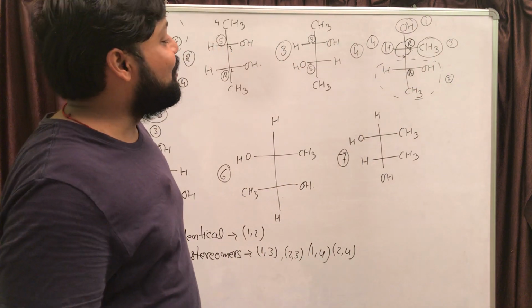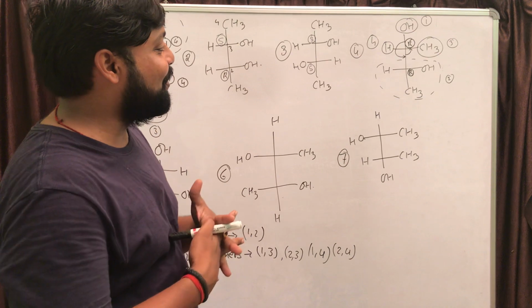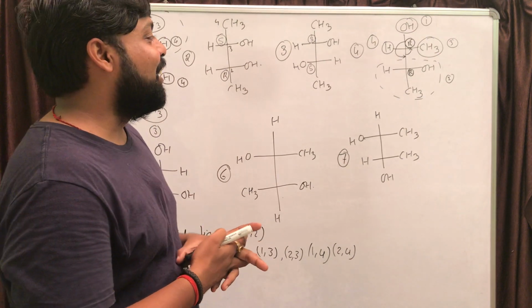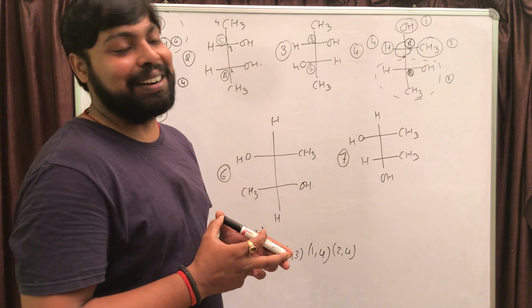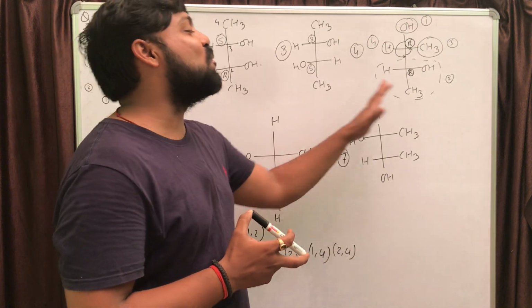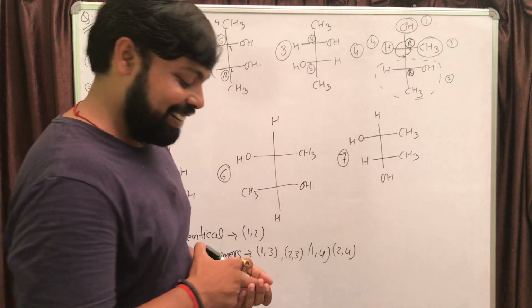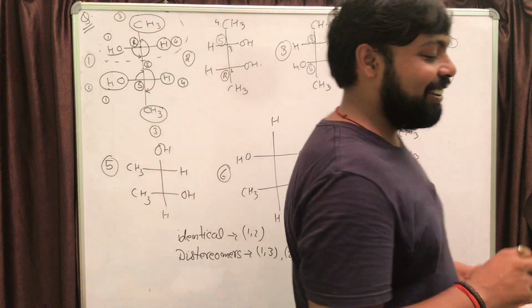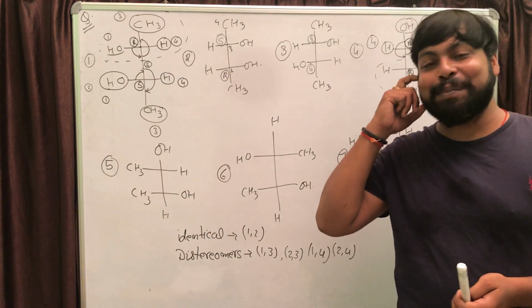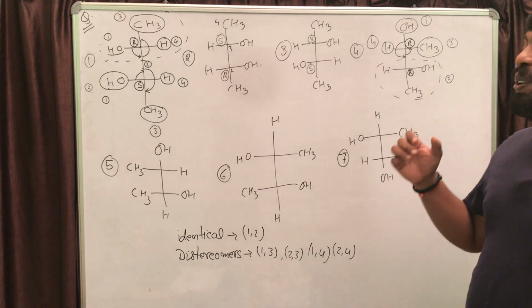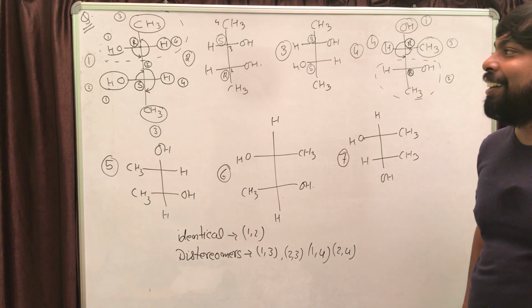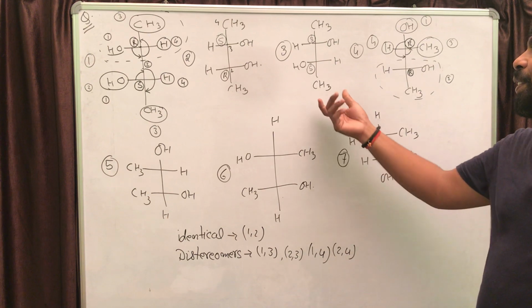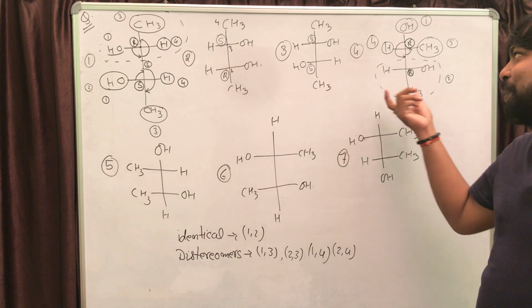While if you look at the structure, they do not look like mirror images, but these two are mirror images, right? It can be seen. If you want to exactly observe how these two are mirror images, my suggestion is to draw the Sawhorse projection of compounds 3 and 4.